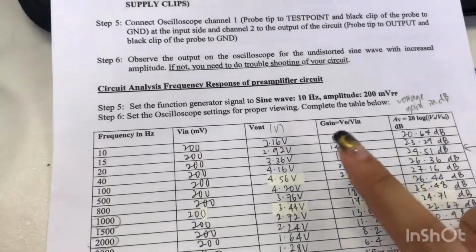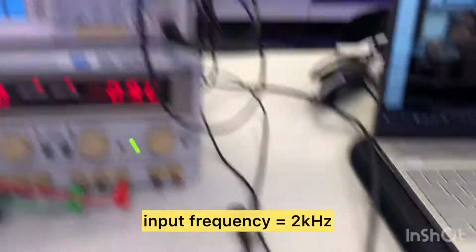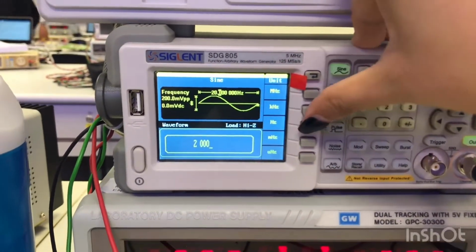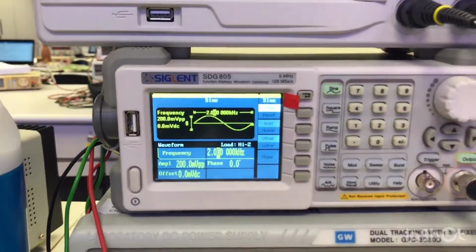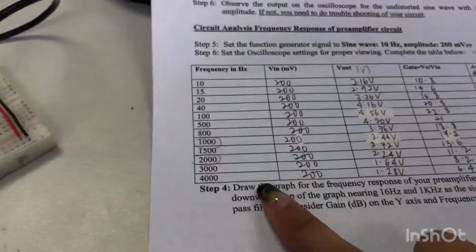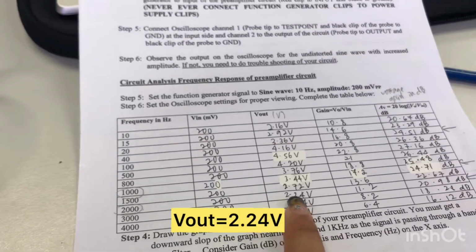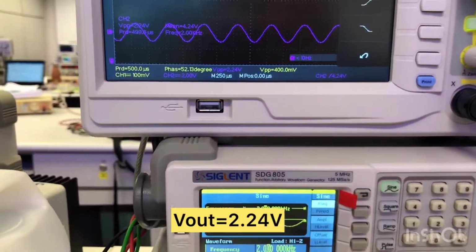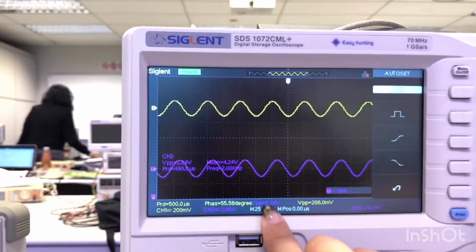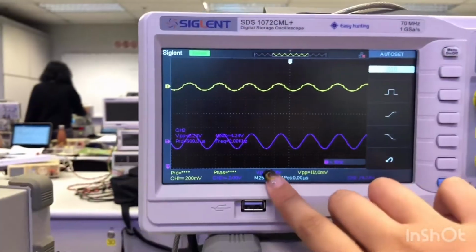Now we are going to test when the frequency is 2000 Hz and 200 mV peak to peak. So we are expecting 2.24 volt from my previous lab results. Yes, 2.24 volt. And now on the oscilloscope, it shows that my results are correct. It's at 2.24 volt, at 2000 Hz.